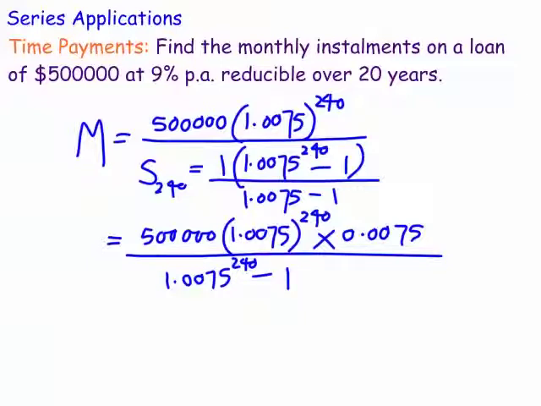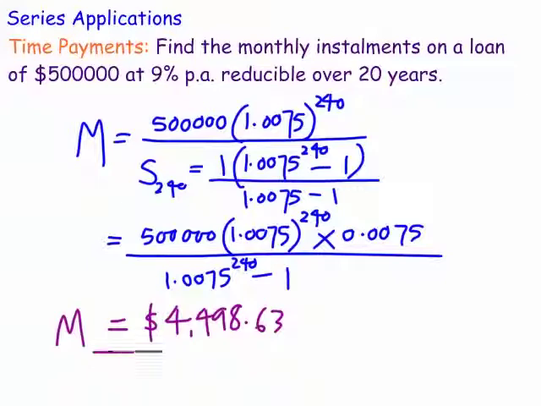And when you actually do this, you end up getting that your monthly instalment turns out to be about $4,500. Actually, if you work this out, it's $4,498.63. Now, over the life of the loan, you end up paying back about double. I think it turns out to be about $1,079,671. So over the life of that loan, you've actually repaid the bank a bit more than $1 million.